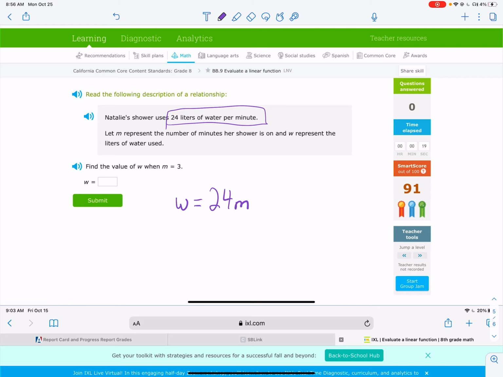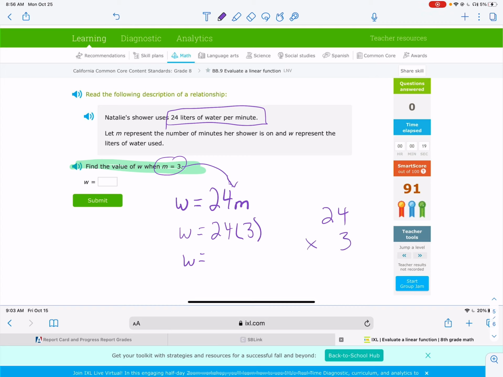Okay, so it says to have M equal 3. So we'll plug that in there. W equals 24 times, it says she was in there for 3 minutes based on this information right here. Okay. So 24 times 3. 4 times 3 is 12. Carry our 1. 2 times 3 is 6. Plus 1 is 7. So our answer is W equals 72.